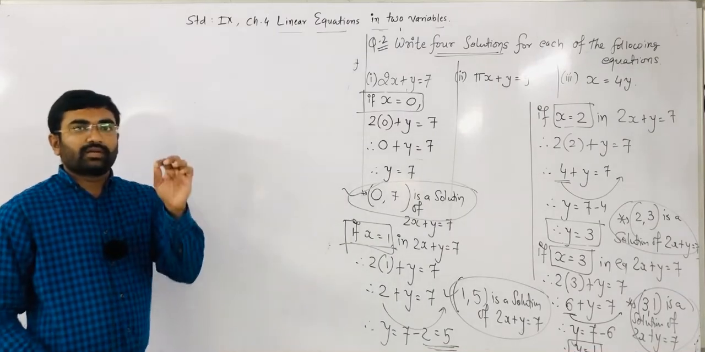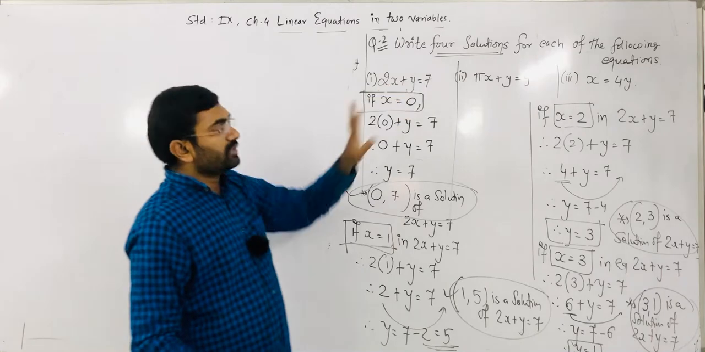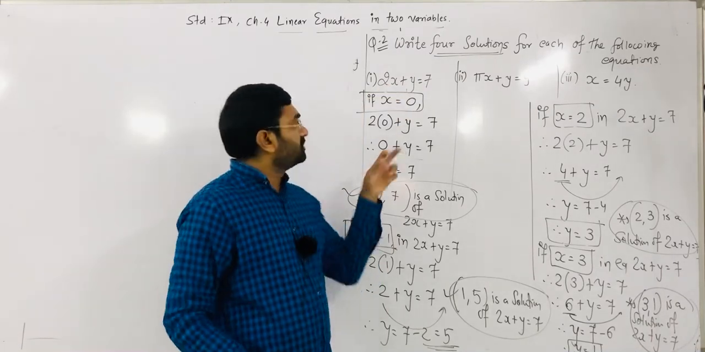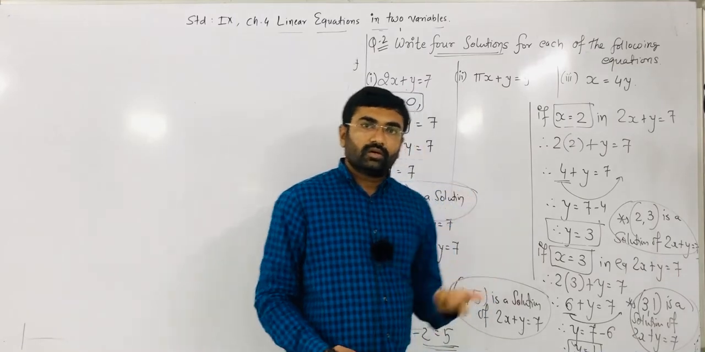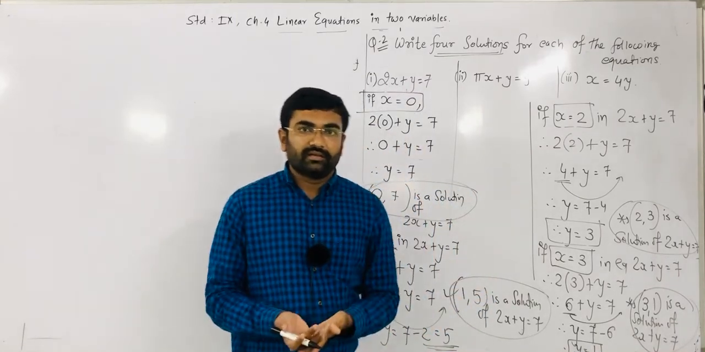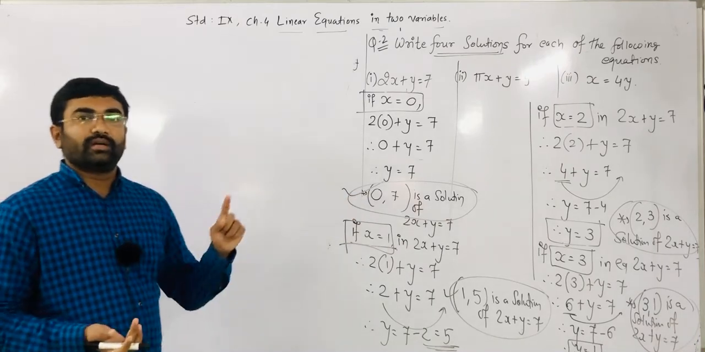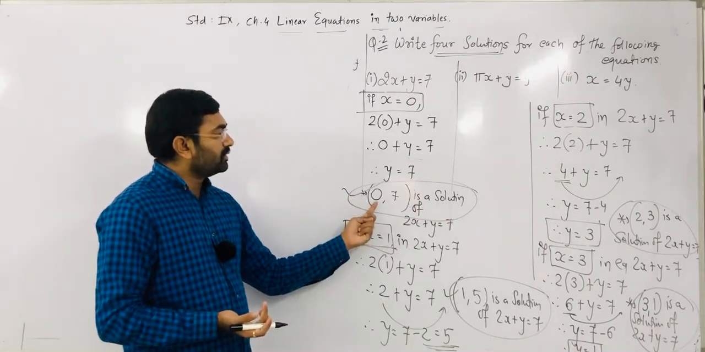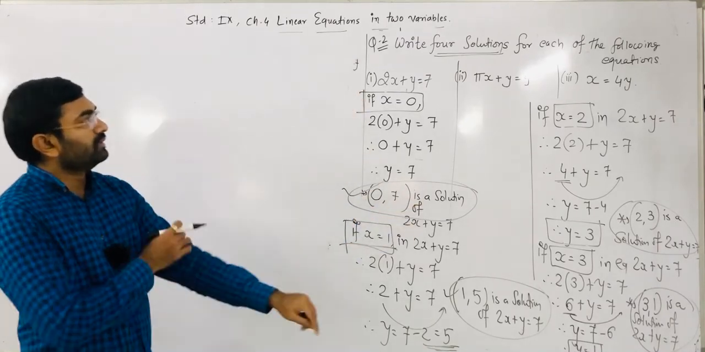Okay, so that way you can find out the 4 solutions of the given equation. You can take the x value any integer, not always positive. You can take any negative value also. At that value, what is our y value? That thing you have to find out. And x value you have to write first, y value you have to write second. That is our solution of the given equation.